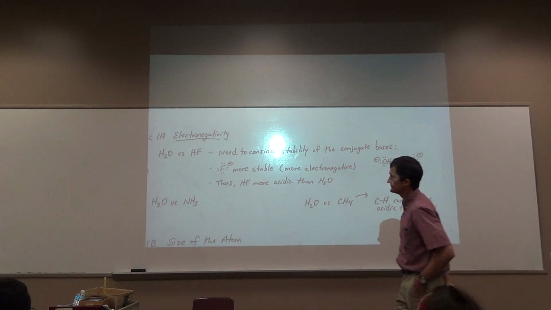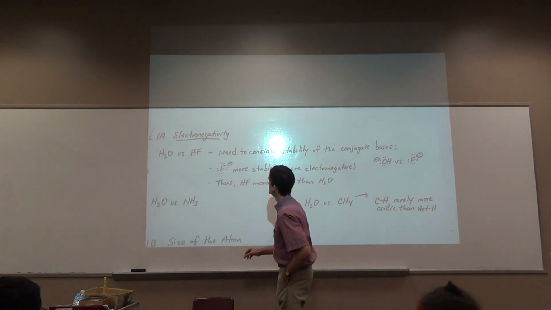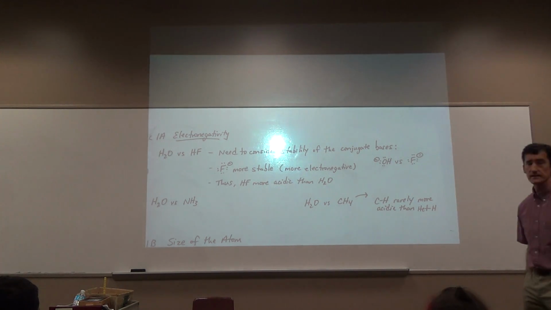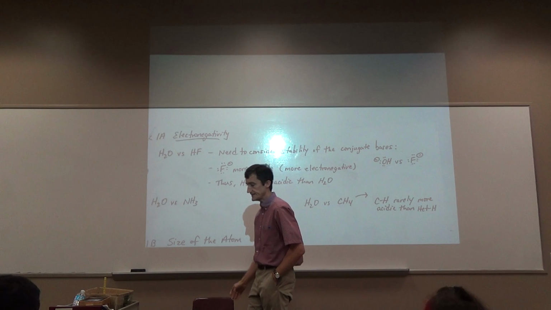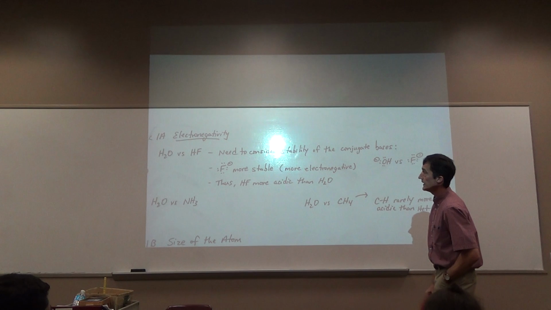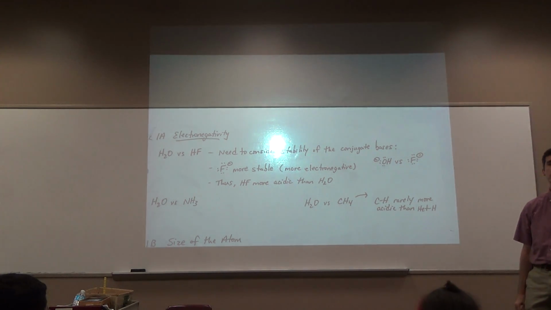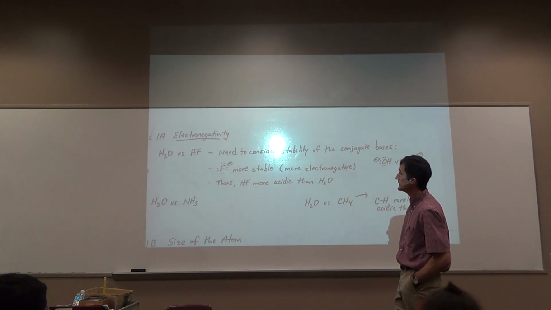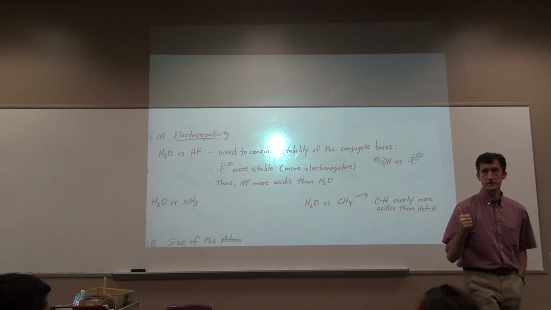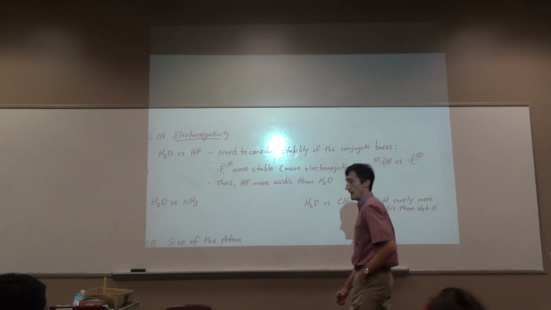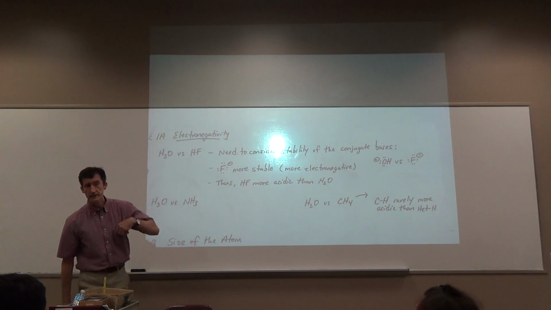So let's look at that. Water versus HF. Which one's more acidic? Well, hopefully you know HF is a hydrohalic acid, similar to HCl. Yeah, HF is more acidic. But why? Can you explain why? Okay, here's how we do it. First off, anytime you're determining the strength of an acid, what you really need to look at is the conjugate base.